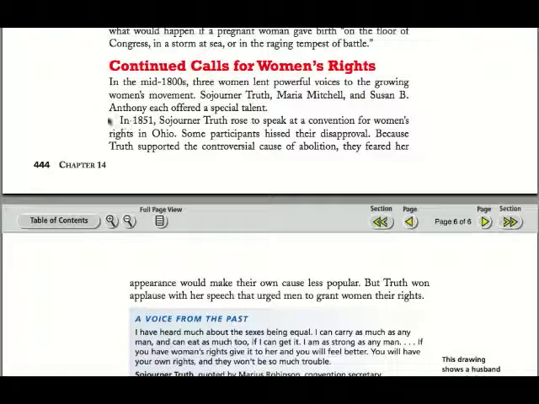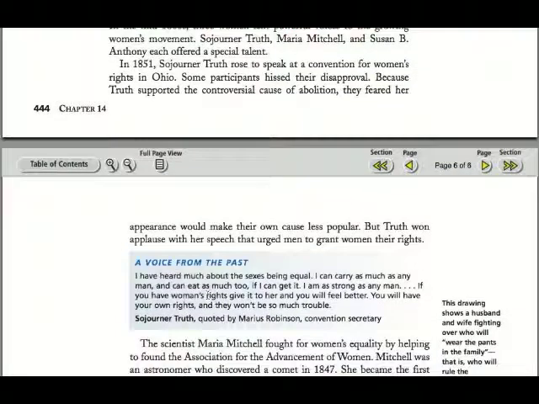In 1851, Sojourner Truth rose to speak at a convention for women's rights in Ohio. Some participants hissed in disapproval. Because Truth supported the controversial cause of abolition, they feared her appearance would make their own cause less popular. But Truth won applause with her speech that urged men to grant women their rights.